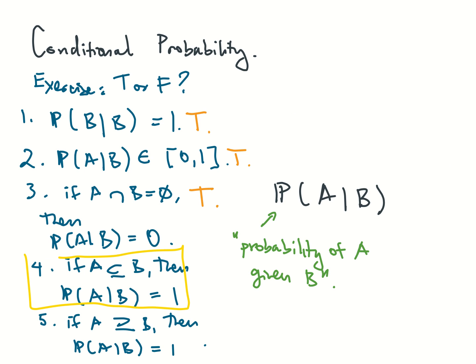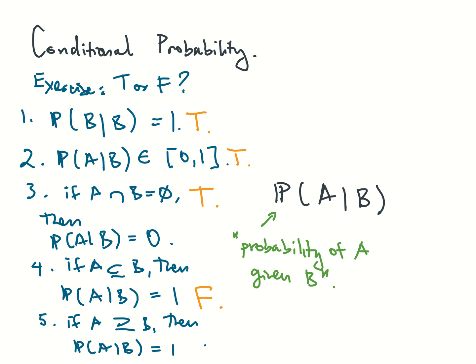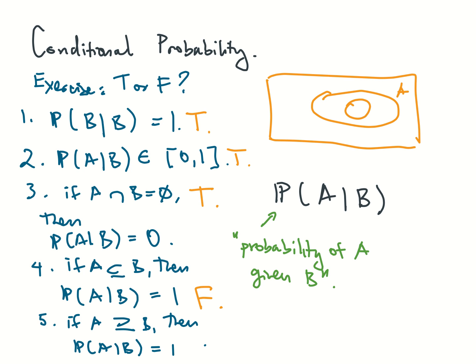The fourth statement said, if A is a subset of B, then probability of A given B is 1. This statement is false. See if you can come up with a simple counterexample. The last statement said, if A contains B, then the probability of A given B is 1.